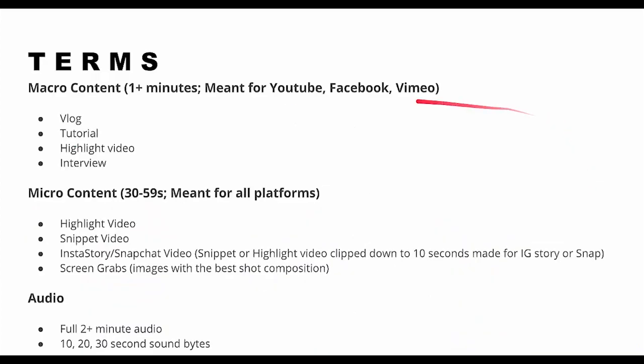Anyways, the different terms. Macro content, that's anything that's 1+ minutes. This stuff is meant for YouTube, Facebook, Vimeo if you guys use that. It can be a vlog, a tutorial, highlight video, interview. It's essentially long form content, 1 minute and on, a movie, that kind of stuff. Micro content is anything from, I should put this as 10 for Snapchat, but I generally put 30 to 59 seconds, meant for all platforms.